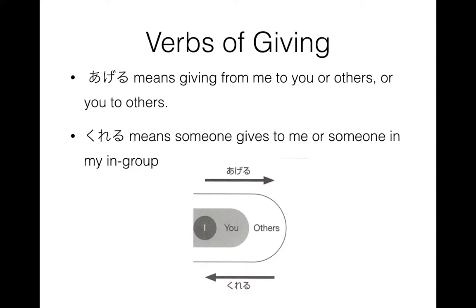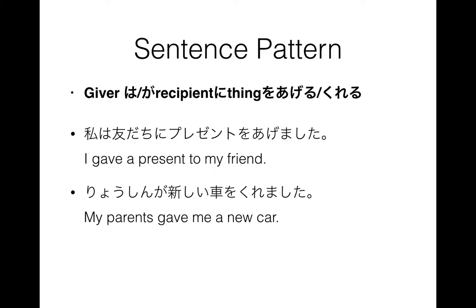You'll see that with the verb ageru, the motion of the item being given is away from oneself, whereas kureru indicates that oneself or one's in-group is the recipient of the object. The sentence patterns for both ageru and kureru focus on the giver as the topic and the subject of the sentence. So the giver can be marked with particle wa or particle ga, depending on what else is happening in context.